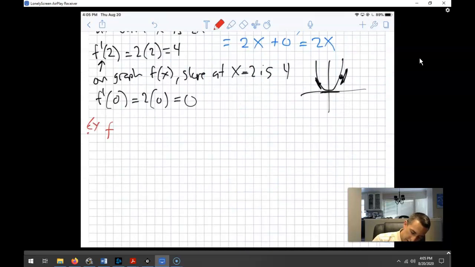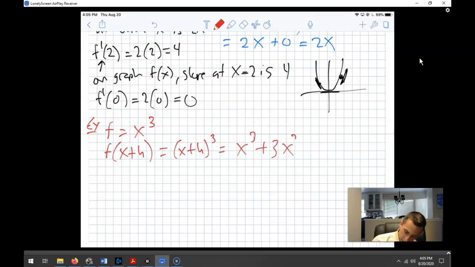So let's go on to our next function. Let's say we try and take another derivative, f equals x cubed. Okay, I am going to do this in my head. You should really not do this on paper. Don't even write this down. Which turns out to be x cubed plus 3x squared h plus 3xh squared plus h cubed. That's how you multiply that out.